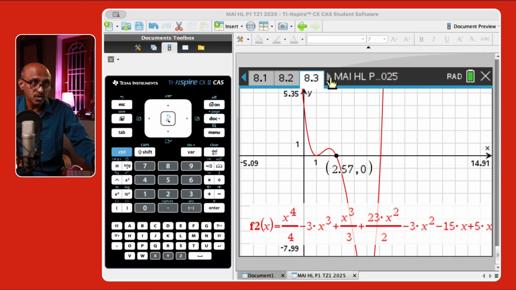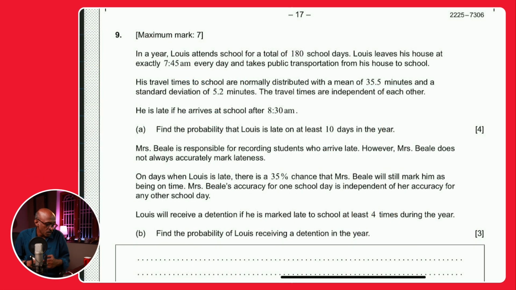not mentioned. Like in this question, they have not said anything. Sorry, that was the calculator, I switched to the wrong screen. Let's get back to the right screen. There you go. This is the question. It says, in a year, Louis attends school for a total of 180 school days. Louis leaves his house at exactly 7:45 a.m. every day and takes public transportation.